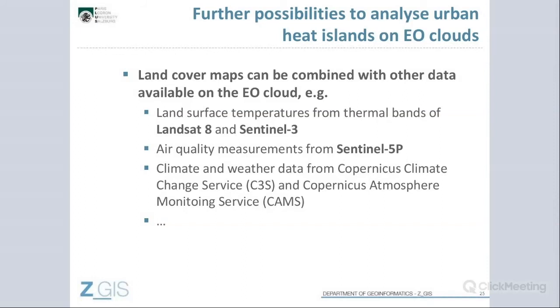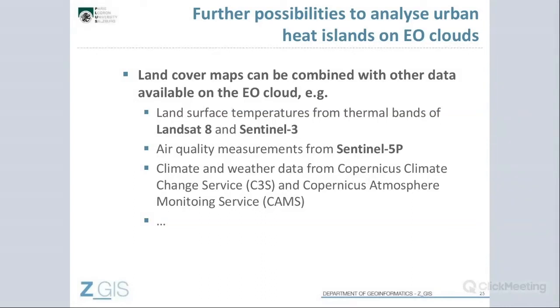For urban heat islands, this would mean that we get the possibility to do larger areas or even pushing towards that global coverage for built-up areas. And we can use other data in there, like the Landsat 8 and the Sentinel-3 data for focusing on the land surface temperatures. We can use air quality measurements to combine that into the urban heat island topic, and climate and weather data is all available on the EO Cloud.